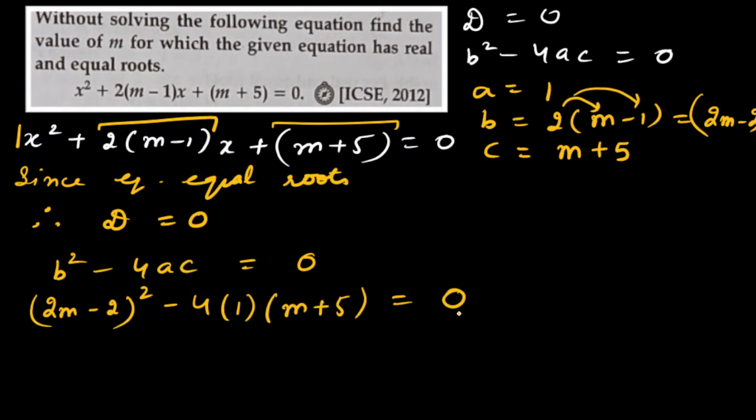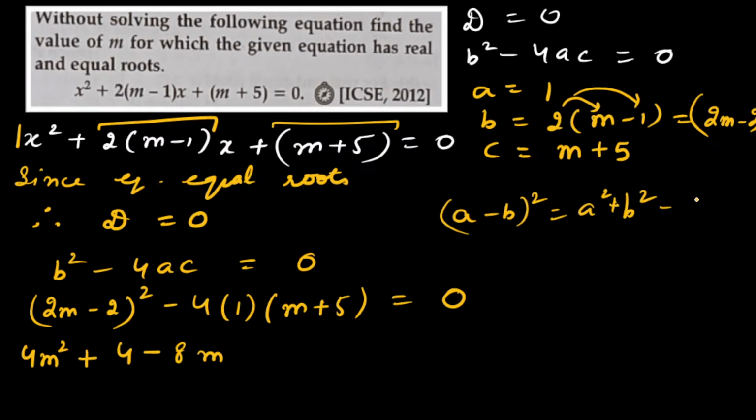It is equal to 0. Now again here we have to use (a minus b) whole square. If we have to use the identity, we can use it. So this will become 4m square plus 4 minus 8m. I've used the identity (a minus b) whole square. Everyone, I hope, knows a square plus b square minus 2ab. So here a is 2m, b is 2. So 4m square plus 4 minus 8m.